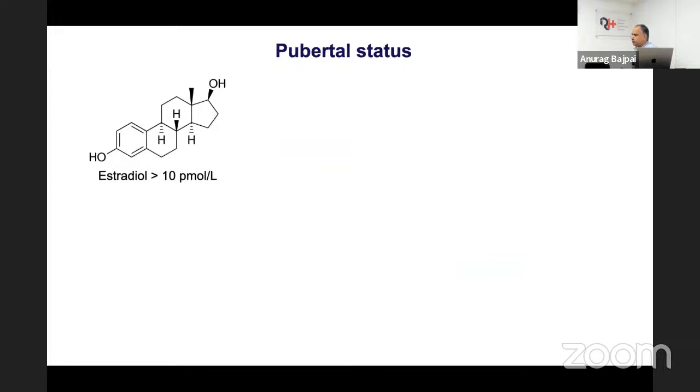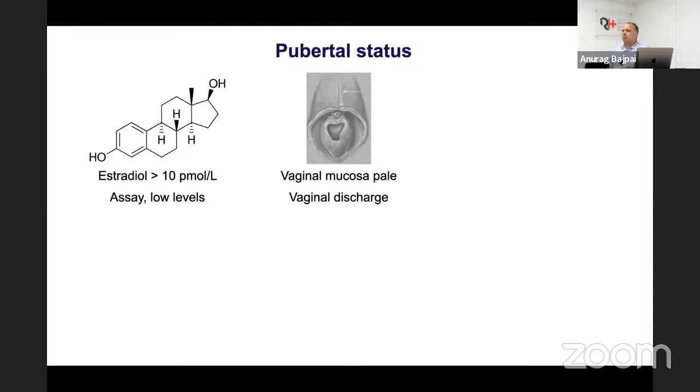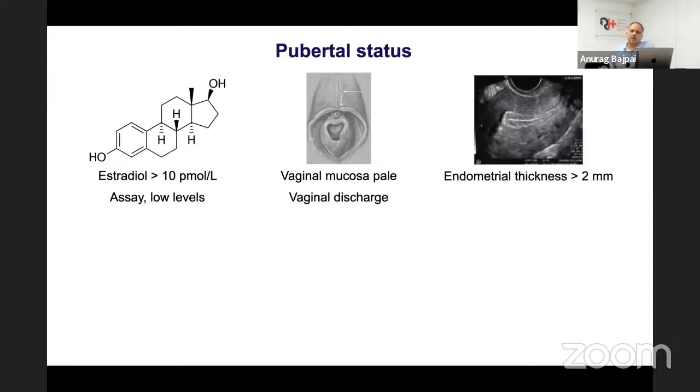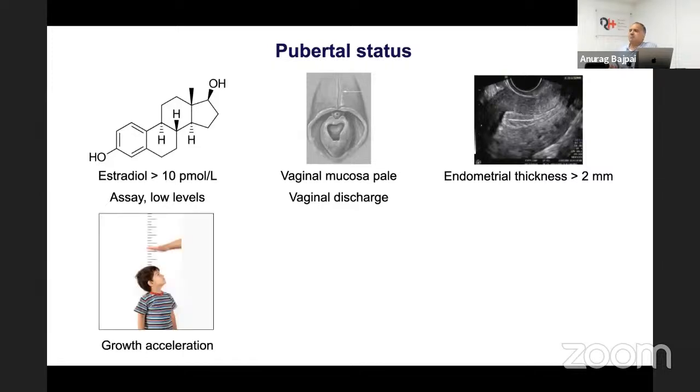Now, for assessment of pubertal status, one would say estrogen is the best marker. But as in the second case I talked about, estrogen, particularly done via the routine chemiluminescence assay, is not a good marker of estrogen status in the body. So that's not very good. You have to think about vaginal mucosa. All you want to do is inspect the vaginal mucosa, ask the girl to spread the thighs and see whether it's red, which basically means no estrogen, or pale, meaning estrogen exposure is there. Endometrial thickness more than 2 mm means that there is some development. More than 5 mm means that you're very close to menarche.